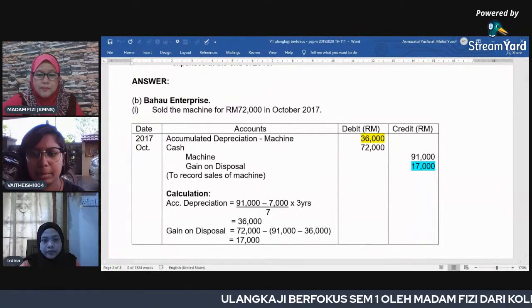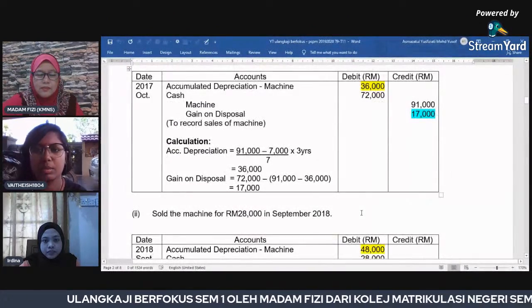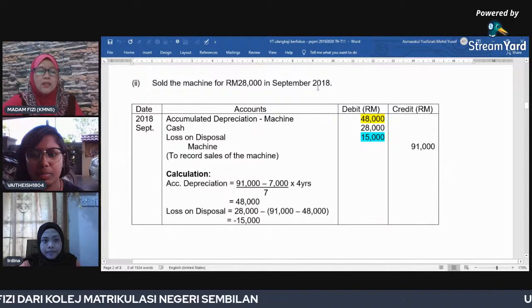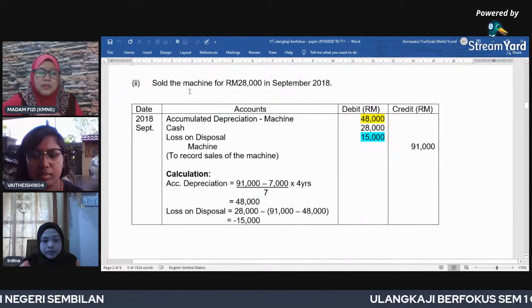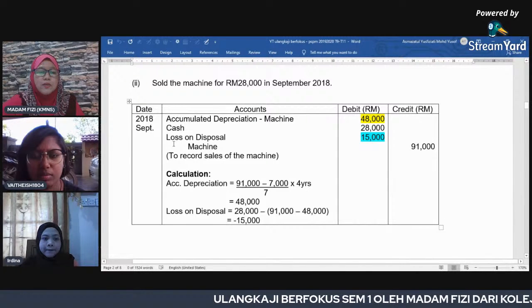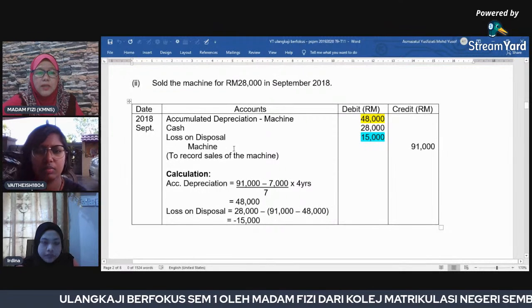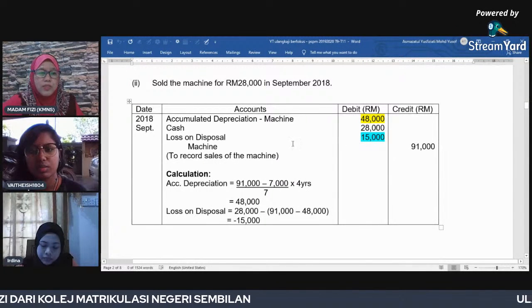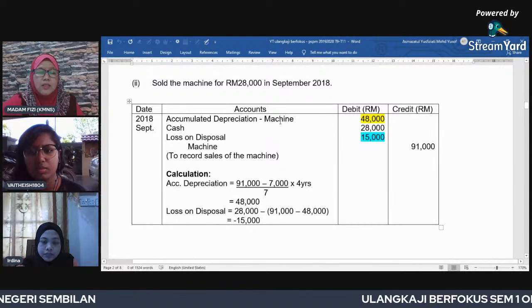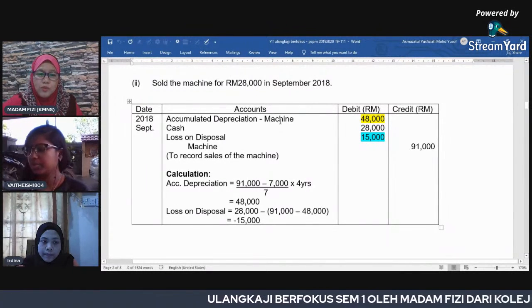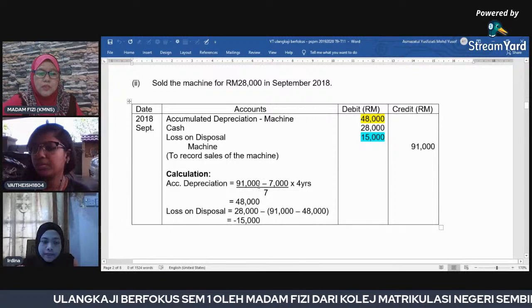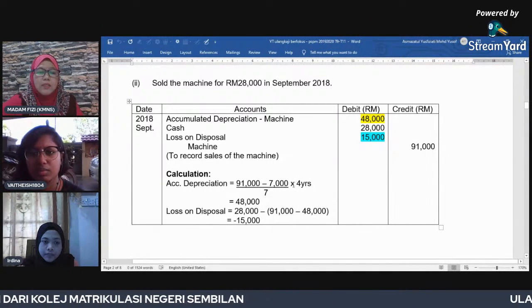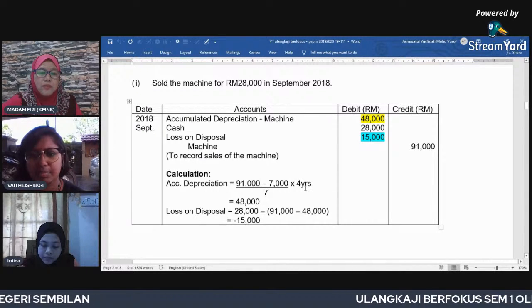Okay, so we continue. For 2 Roman, sold the machine for 28,000 in September 2018. Same steps. First of all, we credit machine because we sold the machine. Credit machine 91,000, which is the cost. And then the second step is to debit accumulated depreciation machine. In this question, it doesn't mention it, so you have to calculate. Cost 91,000 minus 7,000 residual value over its useful life of 7 years, multiplied by 4 years.